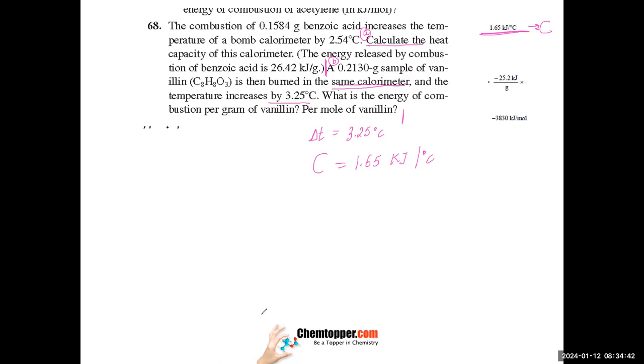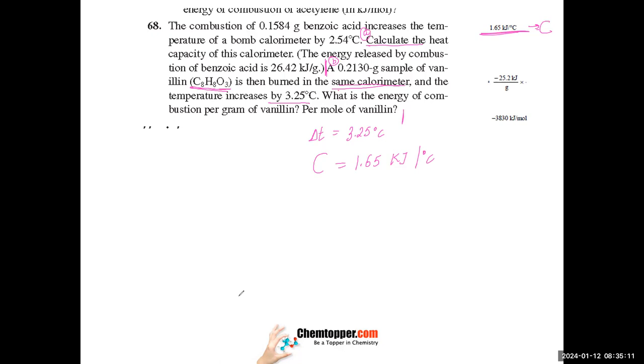What is the energy of combustion per gram? They are asking per gram of vanillin. You are aware of that, vanilla? Vanilla essence. It's an organic compound. So they are doing combustion of that vanillin. These are extracted from plants only. There is a plant from where you are getting this vanillin.